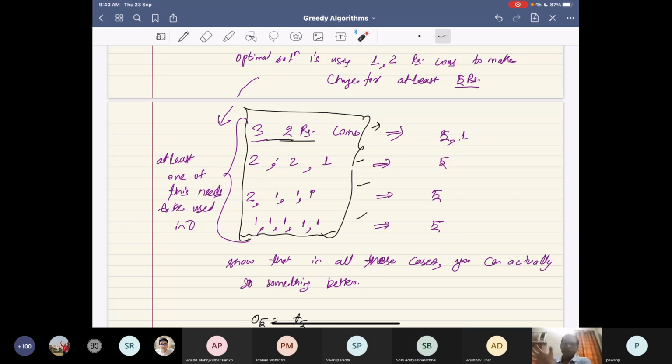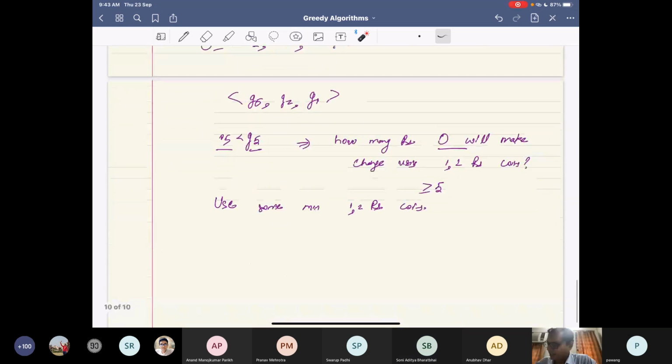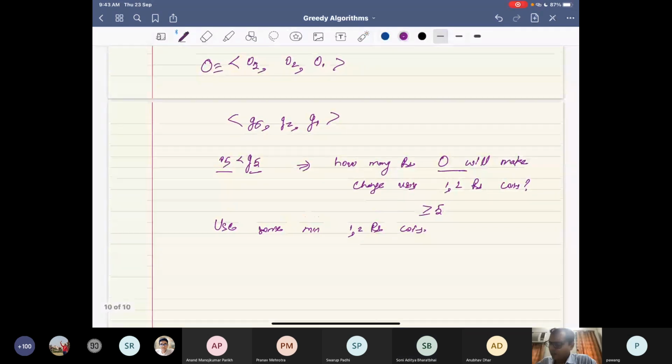So one possibility could be it only uses 2 rupee coins for whatever remaining. Then I will say, okay, it will at least use 2 rupee coins somewhere, right? And that's what I was saying. That part I can replace with a 5 rupee and 1 rupee coin. That was all. Okay. Yes, understood. Thank you. Any other question? Good. Right. So simple problem.